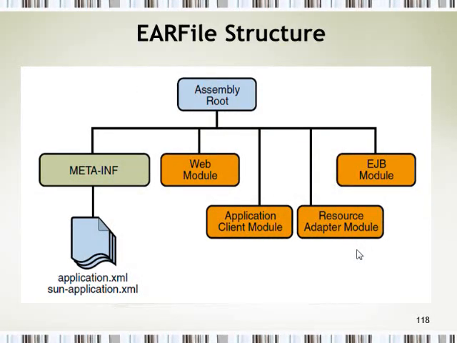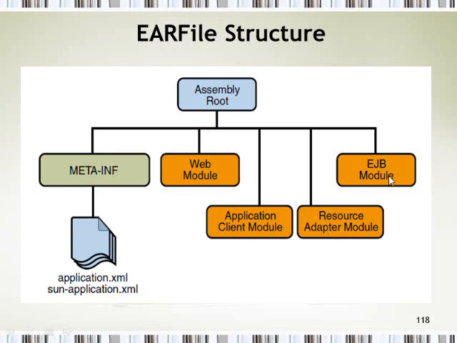Okay, this is what you see when we look at the structure. We have the assembly root, which is the main folder that contains different subfolders inside it. One of them is the META-INF folder. The other one is the web module. These are optional ones: application client module, resource adapter module, and EJB module.